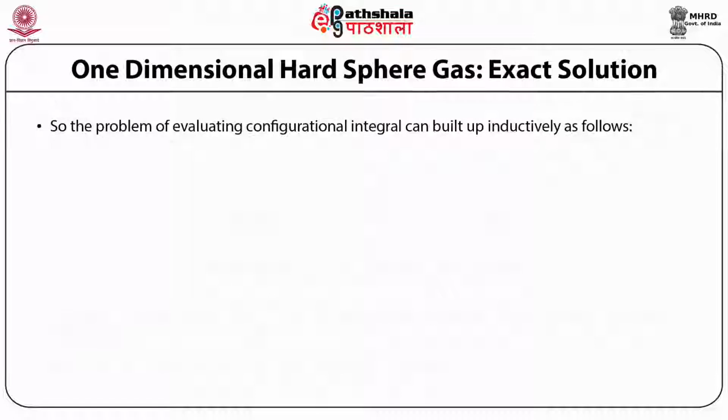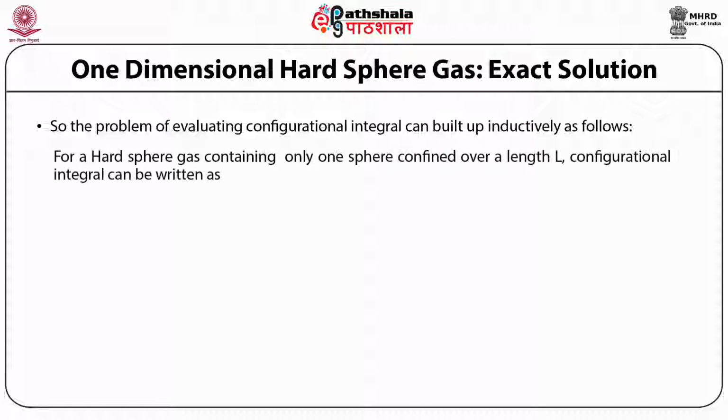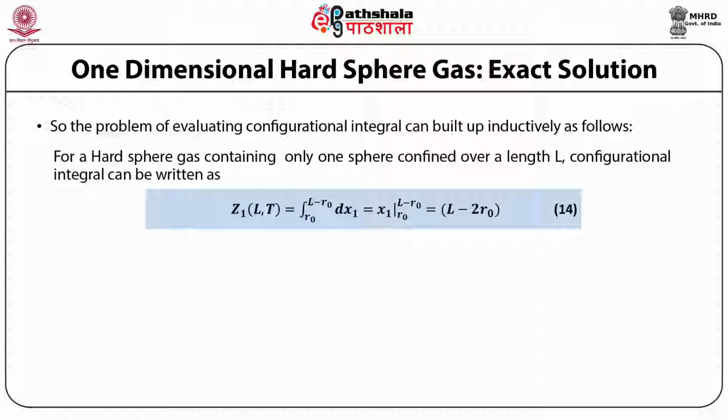So the problem of evaluating the configurational integral can be built up inductively as follows. For a hard sphere gas containing only one sphere confined over a length L, the configurational integral can be written as Z_1 as a function of L and T is equal to the integral from r naught to L minus r naught of dx1, which is equal to x1 with limits from r naught to L minus r naught, which is equal to L minus 2 r naught.